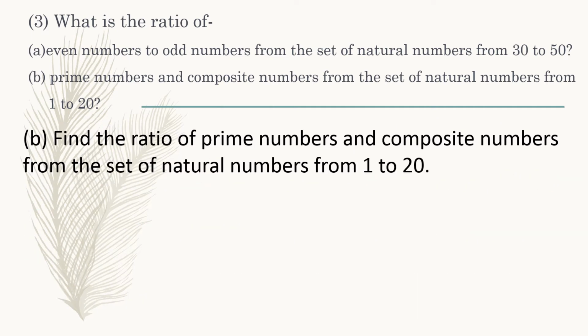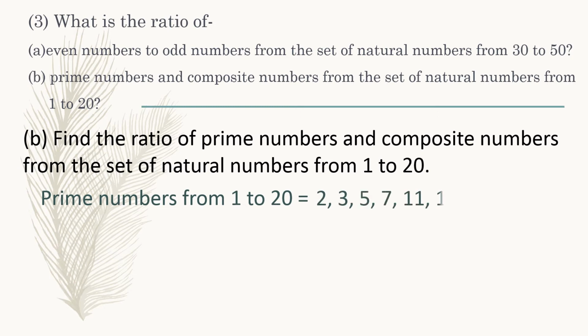Let us solve part B. Find the ratio of prime numbers and composite numbers from the set of natural numbers from 1 to 20. Let's recall prime number. A number which has only two factors, 1 and the number itself, is called a prime number. So the prime numbers from 1 to 20 are 2, 3, 5, 7, 11, 13, 17 and 19. Now count all these numbers, which is equal to 8.